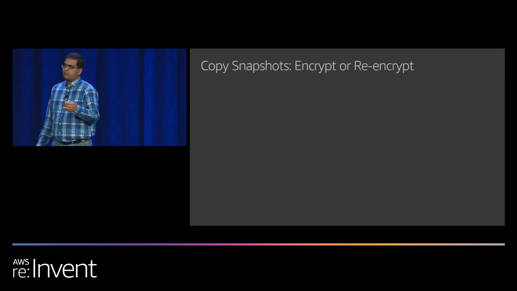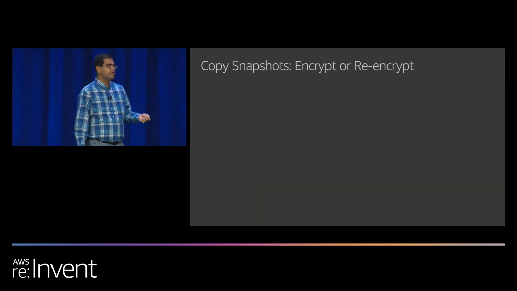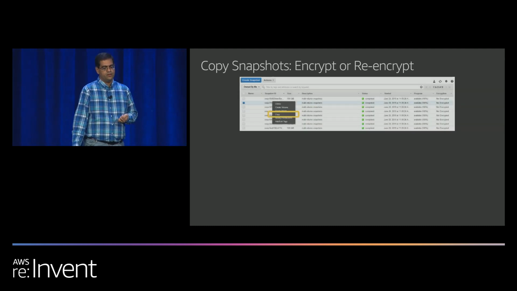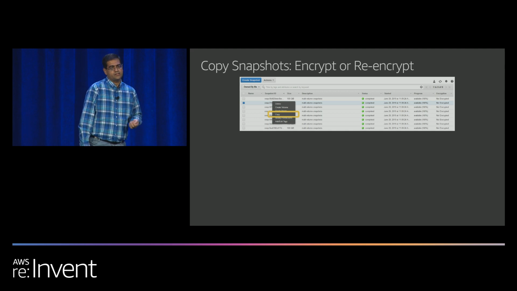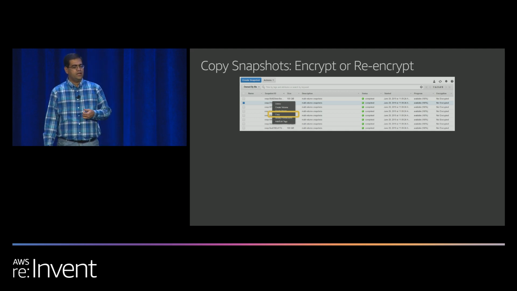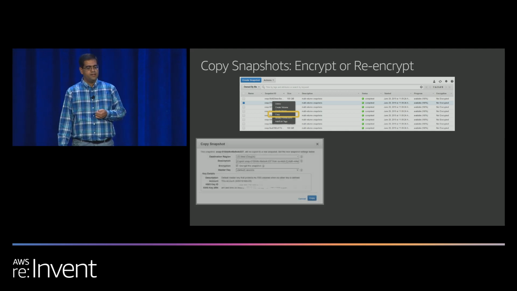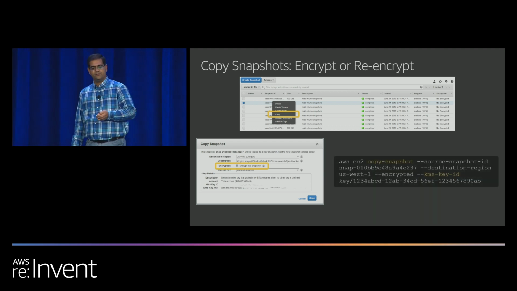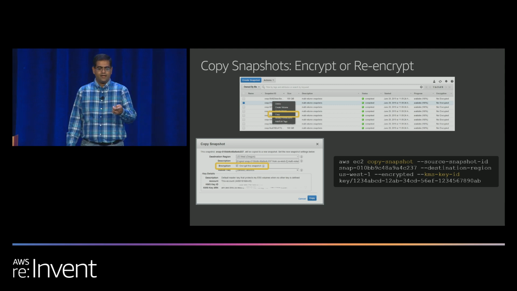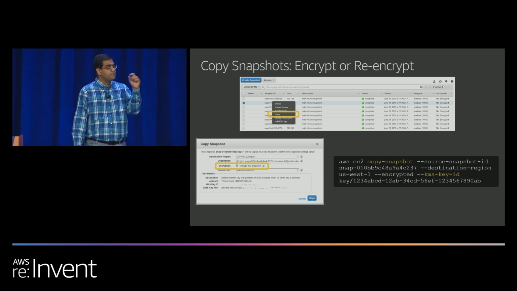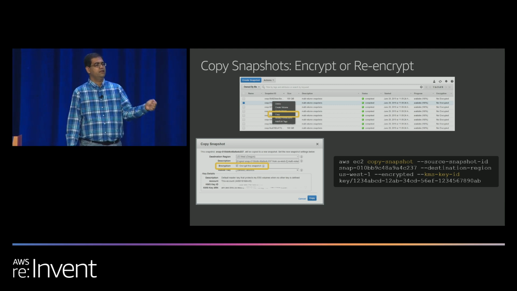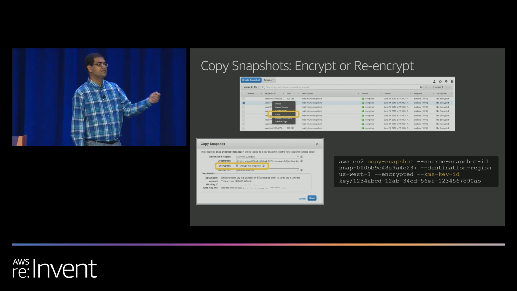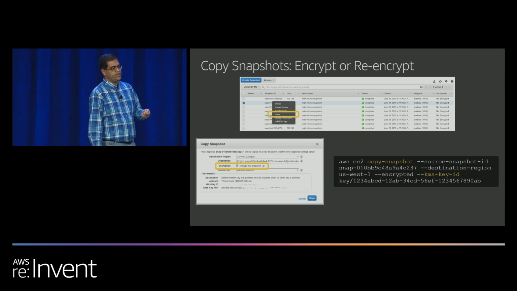All right, so we talked about copying snapshots and how you can encrypt and re-encrypt. Let's see how you do it. So you go into the snapshots console, pull down the copy snapshot tab, and within the copy snapshot, you can specify the encryption, right? If doing it via CLI, that's how you do it. But basically, if it's an unencrypted snapshot, you can encrypt it. If it's an encrypted snapshot already, you can change the key.